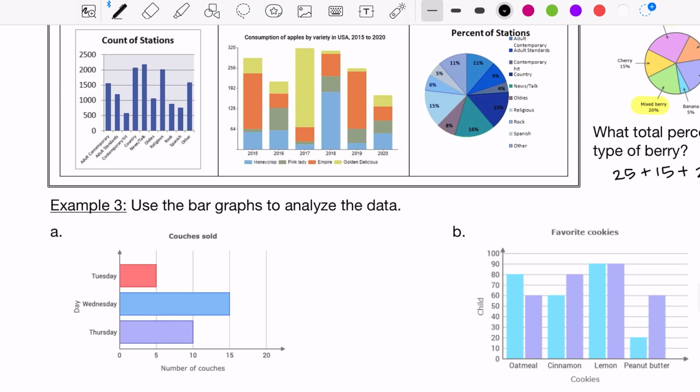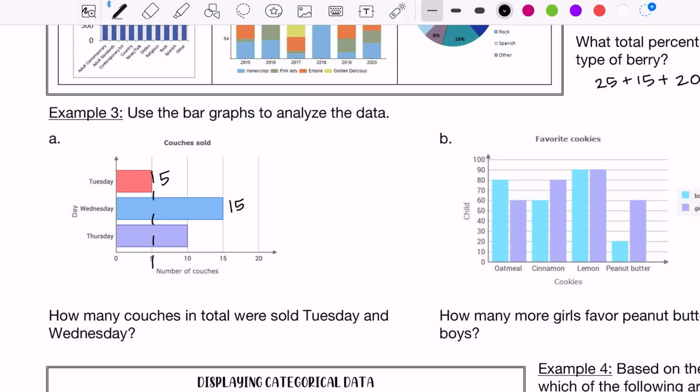So this one right here says use the bar graph to analyze the data. How many couches in total were sold Tuesday and Wednesday? So Tuesday, there were 5 sold. Wednesday, there were 15 sold. So we would say that on Tuesday and Wednesday, it would be 5 plus 15, which is 20.